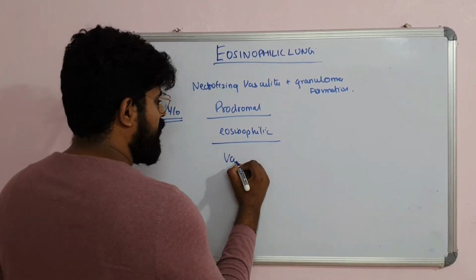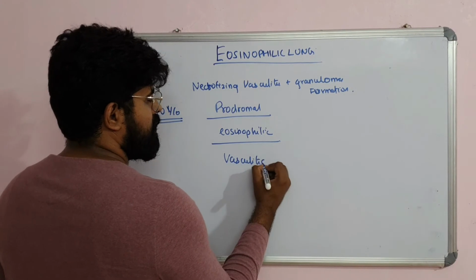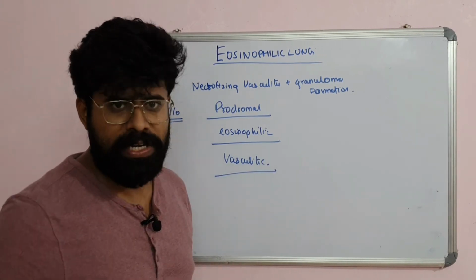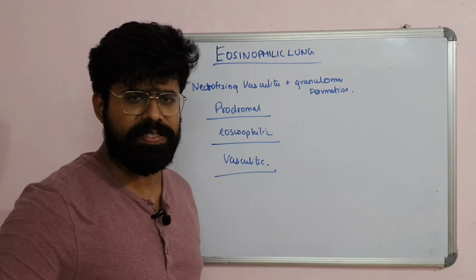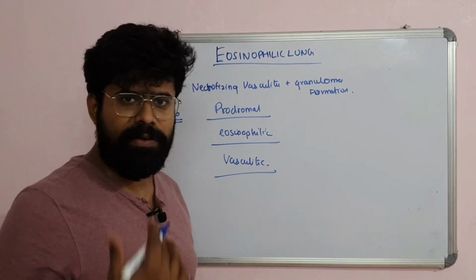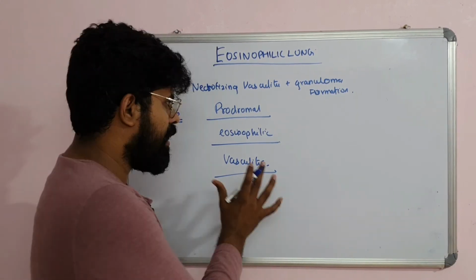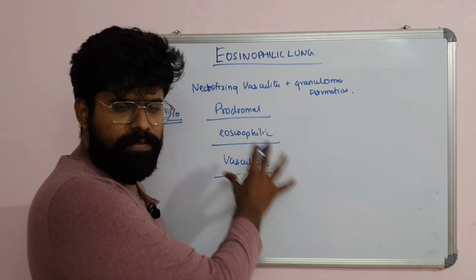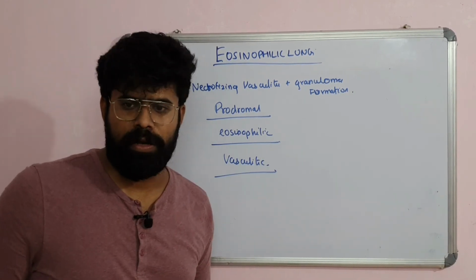Then the third one will be the vasculitis phase. This vasculitic phase will have prodromal symptoms like fever, myalgia, fatigue, weight loss, and arthralgia. Along with that, there will be evidence of vasculitis. This is the late stage of the disease, and this is where we diagnose the condition by doing a biopsy.